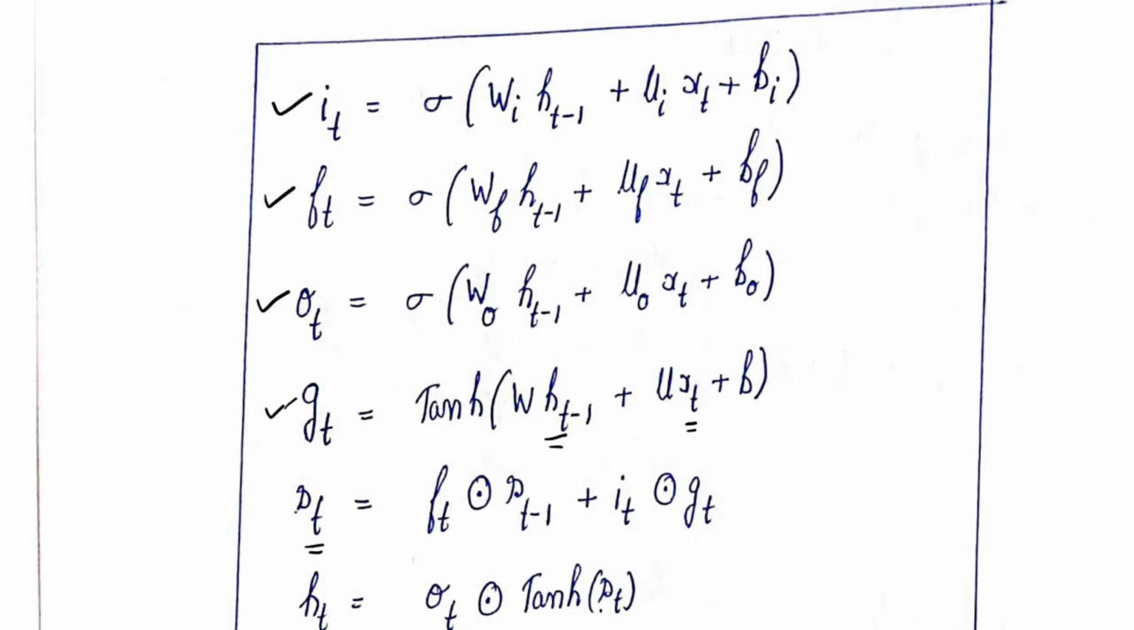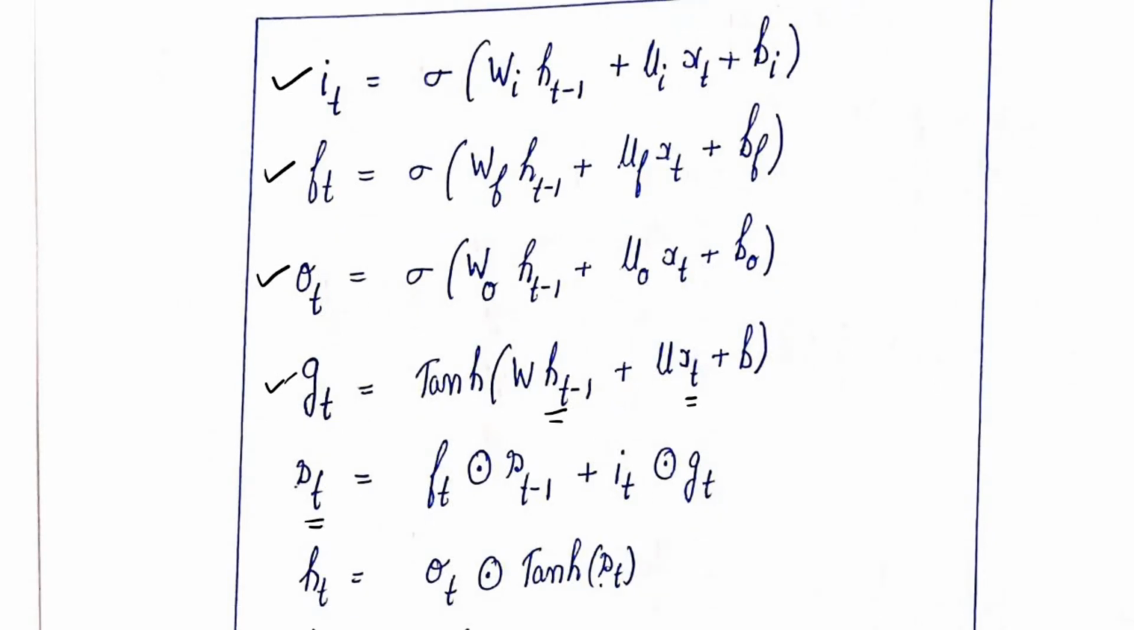Now for the hidden state, the updation is just going to be the component-wise multiplication of two vectors, ot and tanh of st. ot is the output gate, and tanh of st is the tanh of the cell state at time t.